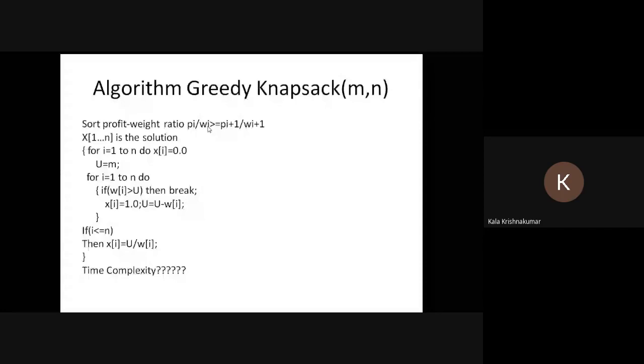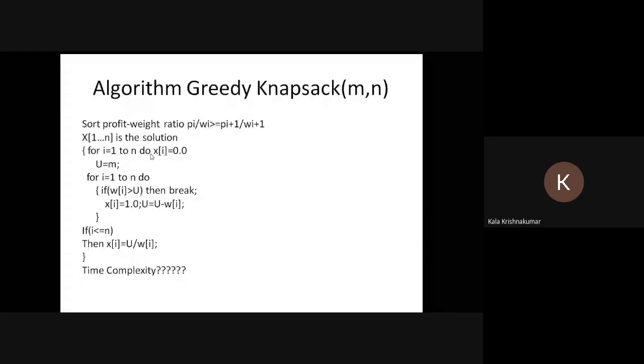Assume the items are sorted in non-increasing order of their ratio, that is, Pi by Wi is greater than or equal to Pi+1 by Wi+1. Then your solution is this array x of 1 to n. For i equal to 1 to n, initially we set this output array to 0.0, since it gives the fraction taken of each input. Then you set u as m, where m is the capacity of the knapsack.